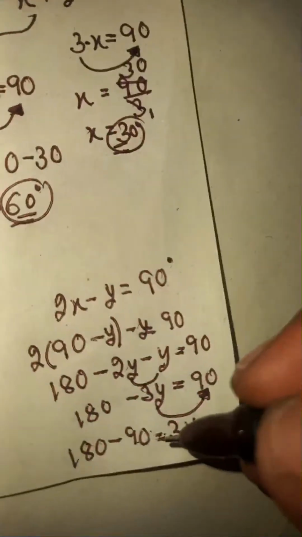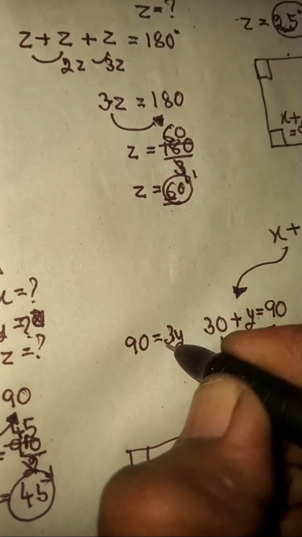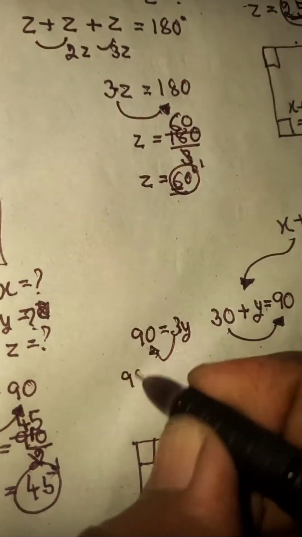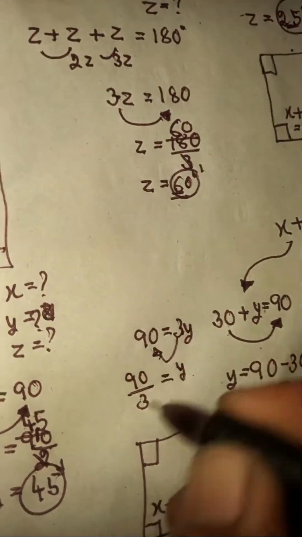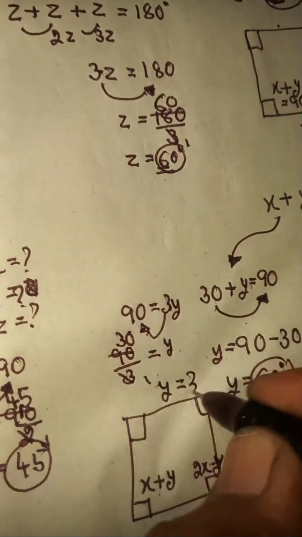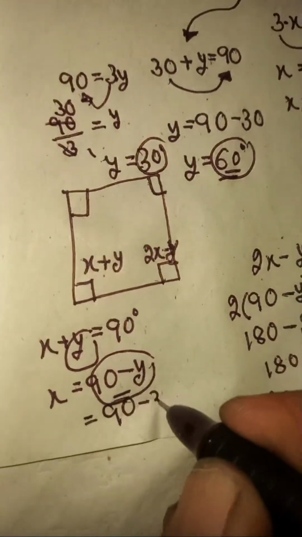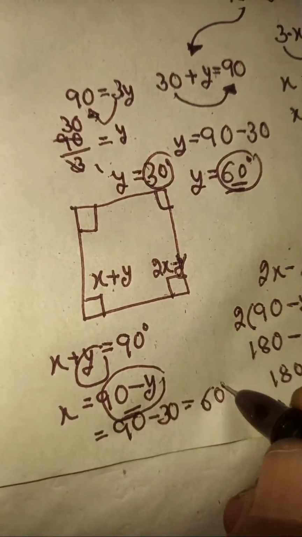180 minus 90 becomes 90 degrees equal to 3y, and 3 comes below. 90 by 3 equal to y. 3 ones are 3, 3 threes are 9, with 0, y equal to 30 degrees. And the x value they have given is 90 minus y, 90 minus 30, which is 60 degrees.